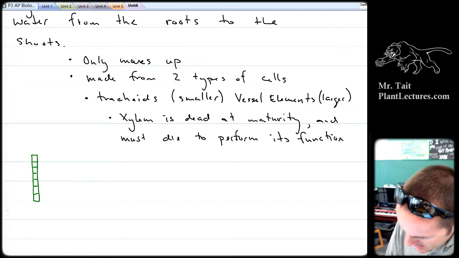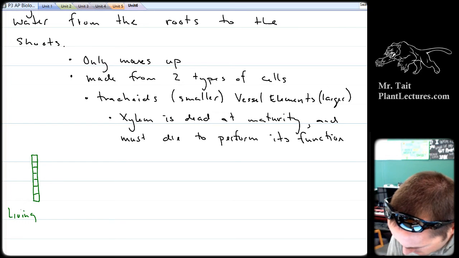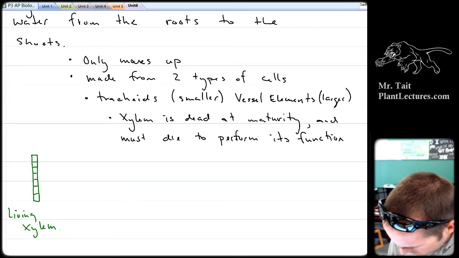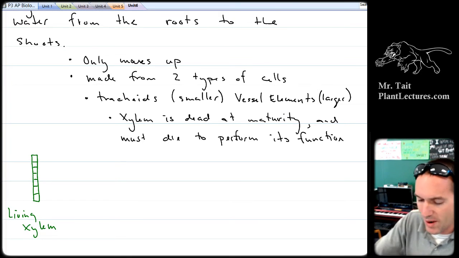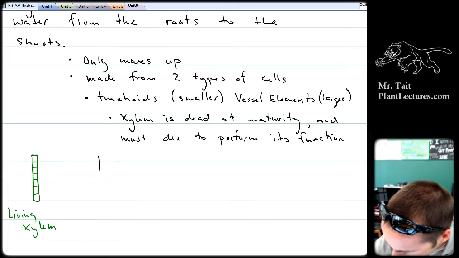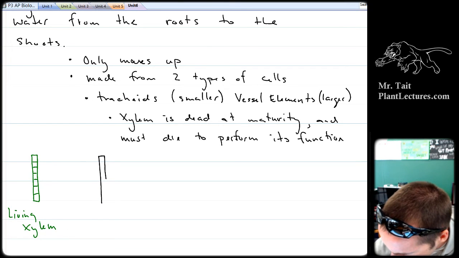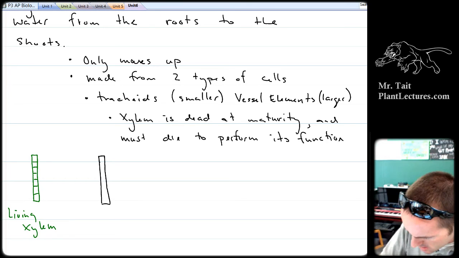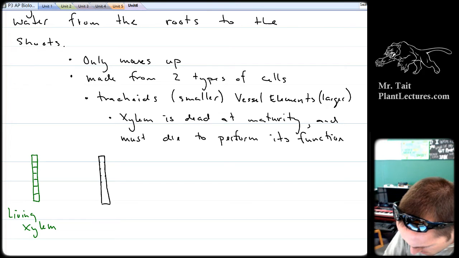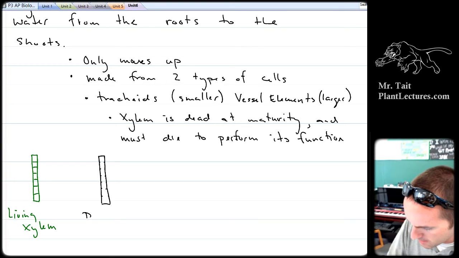Here is living xylem. Living xylem does nothing, right? Just grows. Okay, when it dies, however, it dissolves the cell walls that are in between, right? And it has a thick cell wall on the outside. And so it just gets these little notches in it almost, where the cell walls used to be. Something like that. That's dead xylem.